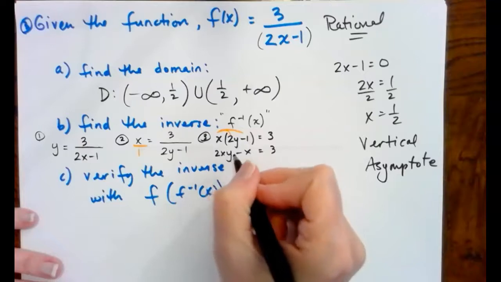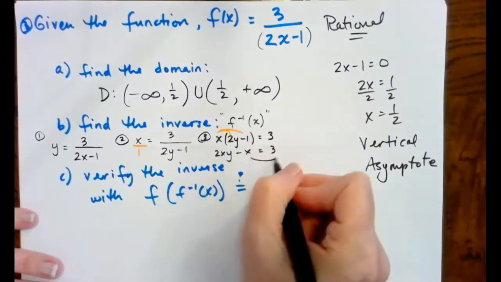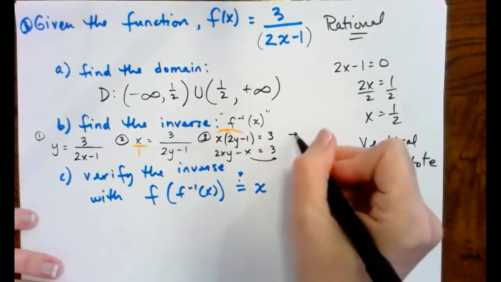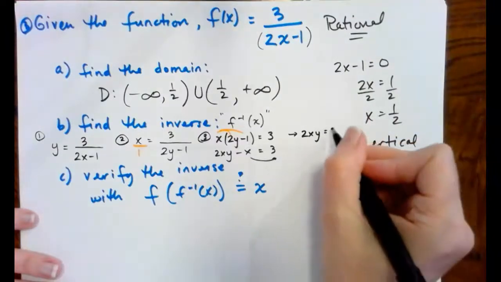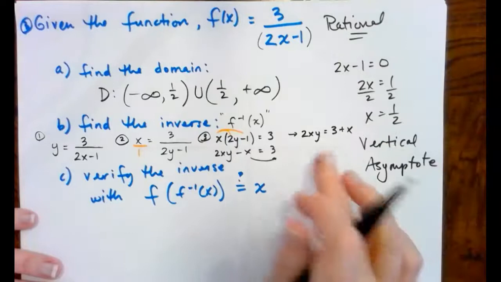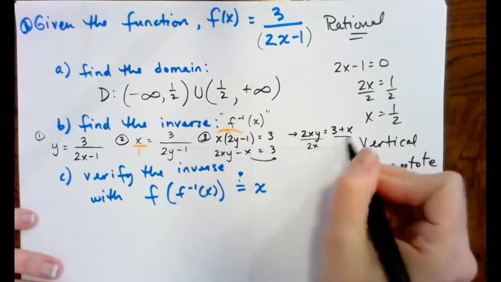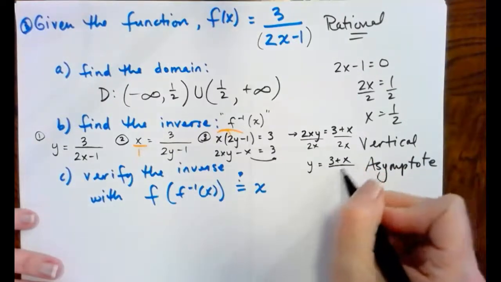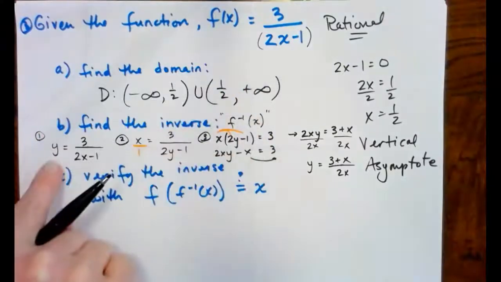Remember, we're trying to solve for y. So I need to first take the x to the other side, which I'll continue moving in this direction. So 2xy equals 3 plus x. And then the next step is to solve for y by dividing both sides by 2x. So y equals 3 plus x over 2x. So step 1, replace f of x with y.